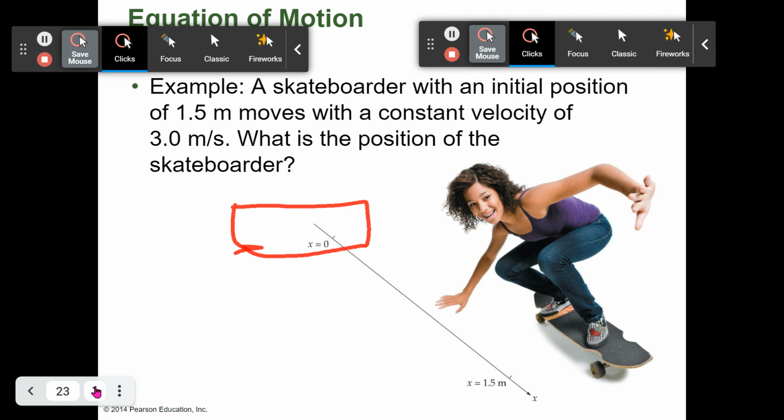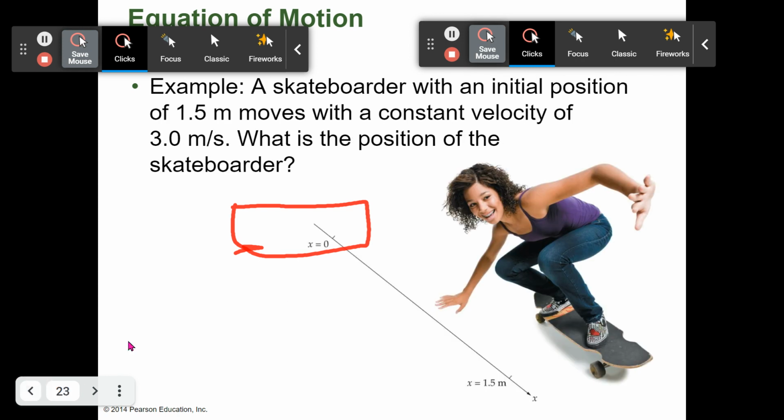All right, so here's an example. A skateboarder with initial position of 1.5 meters moves at a constant velocity of 3 meters per second. What is the final position of the skateboarder? Let's look at our equation. What equation are we going to use? The position equation. X final equals X initial plus vt.